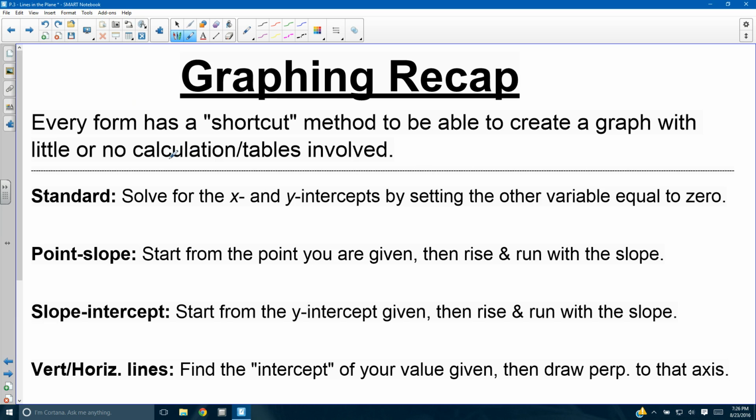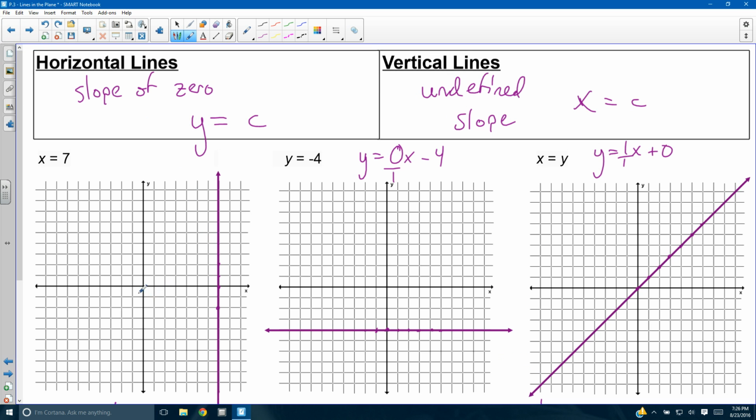Point-slope form, you start from the point that you're given. You might have more than one point. You can choose either, and then apply the slope. Go up whatever, over whatever. Slope-intercept form is the same thing, only start from the y-intercept that's given. 0, comma, whatever it is. Apply the slope. Rise and run. Vertical and horizontal lines, just find the intercept of your value given, then draw perpendicular to that axis. I didn't really say that before, but find the value, 7, draw perpendicular to the axis you're going with. I think that works out, right? You know what I see a lot, and this is where things get kind of goofy.